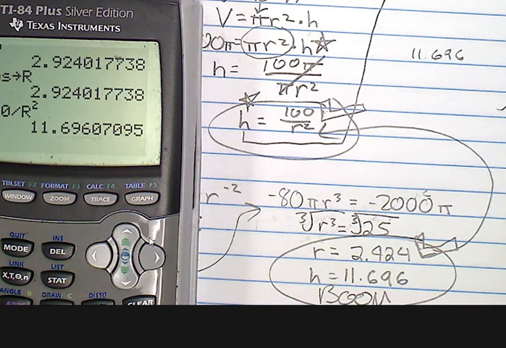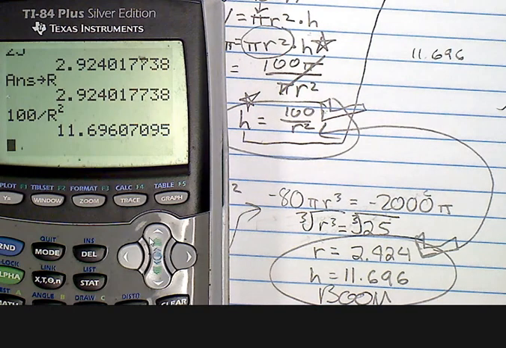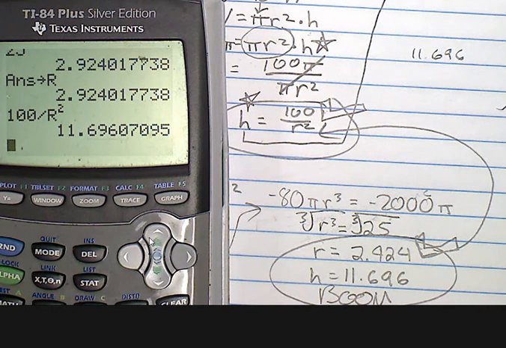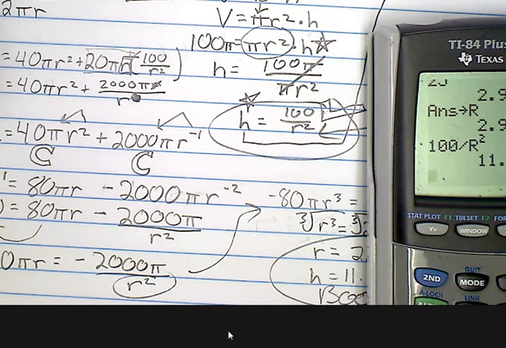It does forever. So your R will stay 2.924 until you change it, or you clear your memory. All right, so that's number 6. Let's move on to number 8. We're skipping 7.